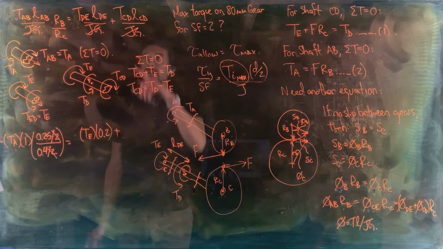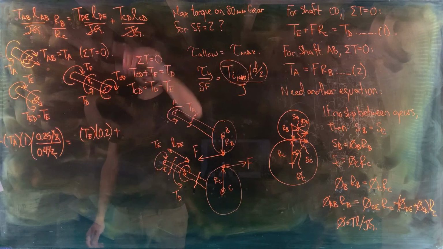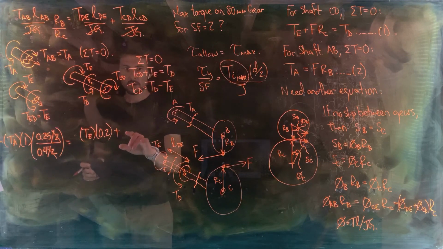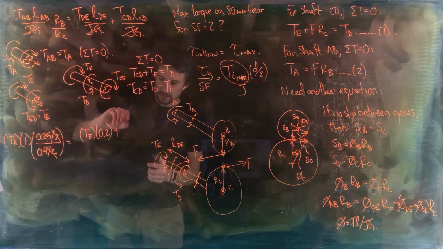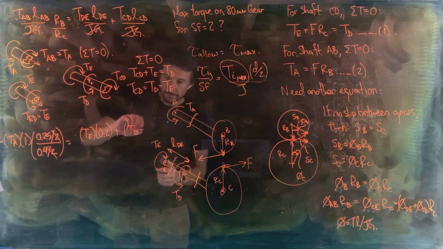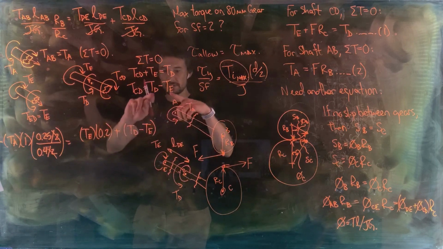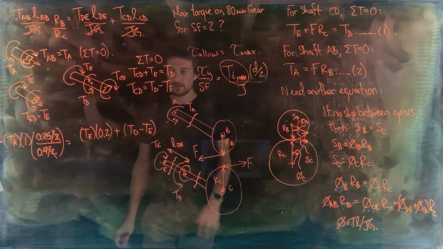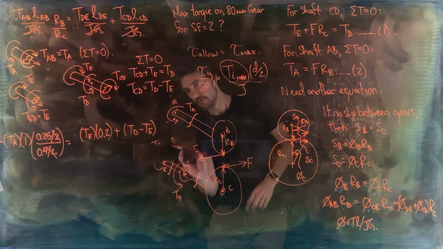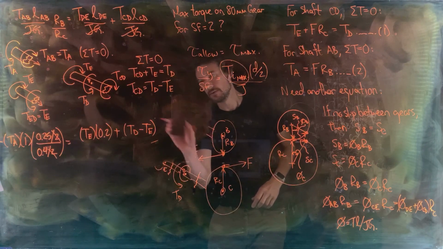Finally, plus TCD. TCD is TD minus TE here, this term right here. Okay. And I'm going to erase this now so we're not so cluttered.